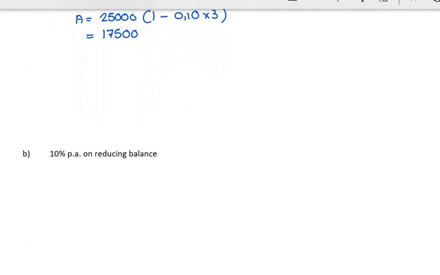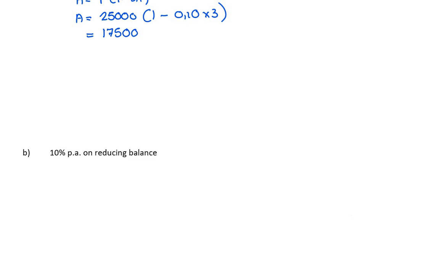Okay, so what happens if it was 10% on reducing balance? Now let's just try and predict, should it be worth more? Now it probably should be worth more after the same amount of time, simply because you are working out the depreciation on a smaller and smaller amount every year. And so I think your computer will be worth more. So it's 10%, except it's almost like a compound depreciation, so it's to the power of 3. And so absolutely it's worth 18,225 Rand, which is slightly more than the straight line basis.